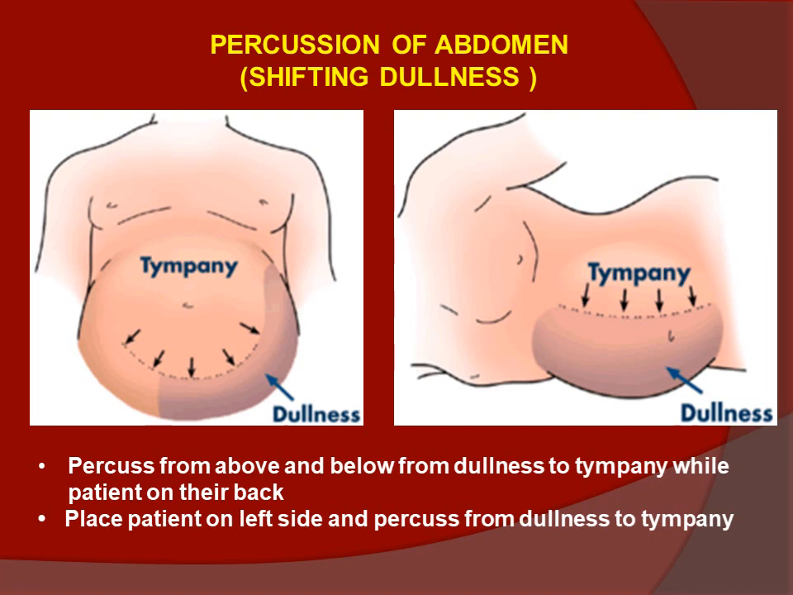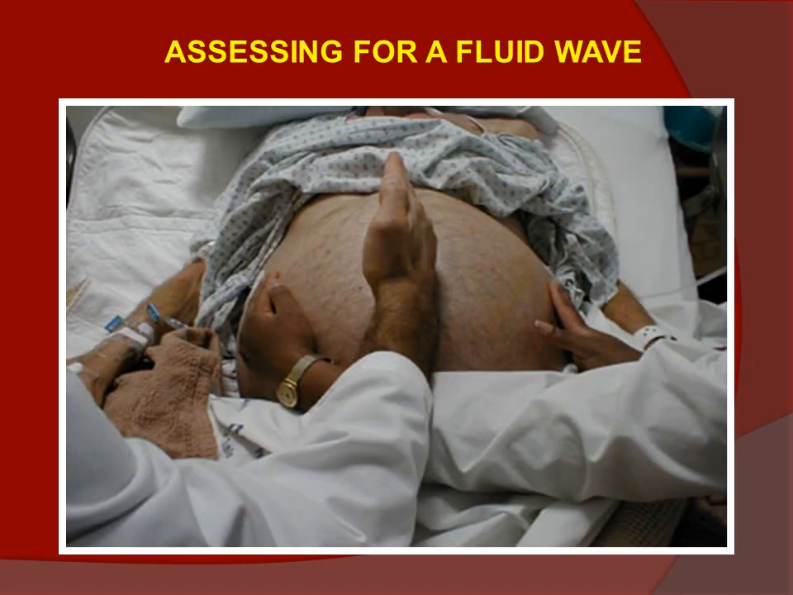To determine the free fluid, percussion is repeated in lateral directions from umbilicus to flanks. In position on one side of the patient, in the presence of ascites, the level of dull sound is changed, which is called shifting dullness.